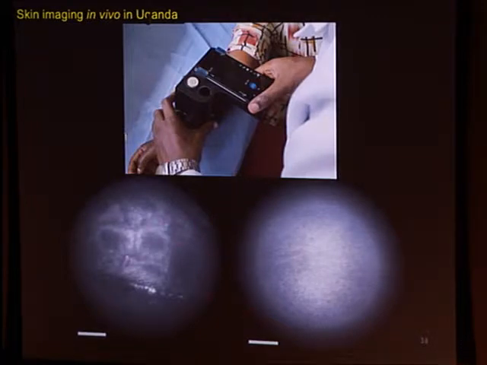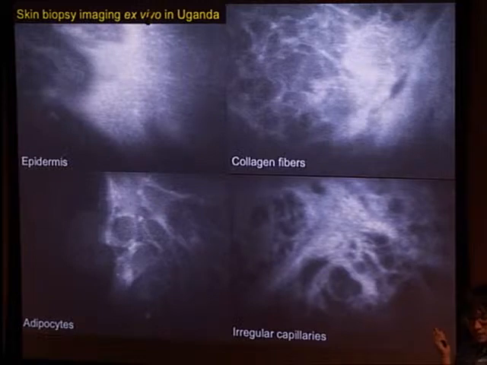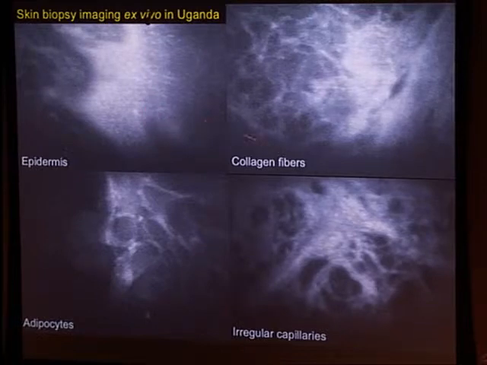So you get to see dermal papillae with melanin deposition around it, and this is a little bit blurry version of keratinocyte structure. But what's more interesting is coming out from the skin biopsy imaging ex vivo in Uganda, where we get to see these epidermal cells over here, and you can see collagen fiber structure or adipose cells. Most importantly, we come across these kinds of images quite often, where all these small holes are showing capillaries, and having irregular sized or shaped capillaries is a good indication that the patient might have a tumor, a skin tumor.